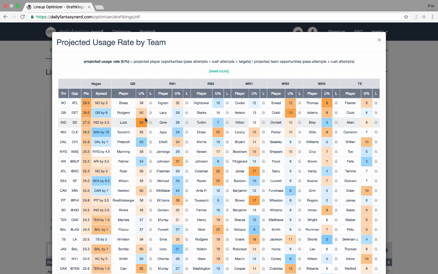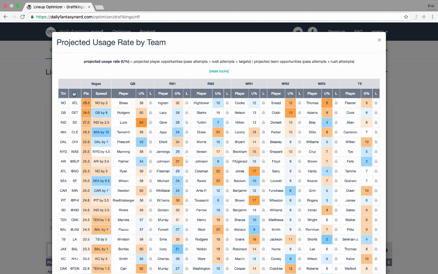Next, we have the QB usage. You can see here that Andrew Luck has about 64% usage, whereas Dak Prescott only has 53%. Any QB that has a low usage rate implies that the running backs are going to have a much higher usage rate. We color code all of these stats where bright orange is a favorable stat and dark blue is an unfavorable stat. It's a little bit different for the spread because there are people that it benefits and people that it doesn't benefit on both sides. But generally, this is a very quick and easy way for you to identify good plays.